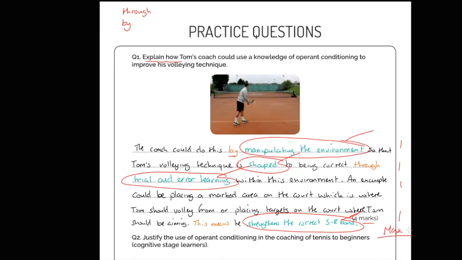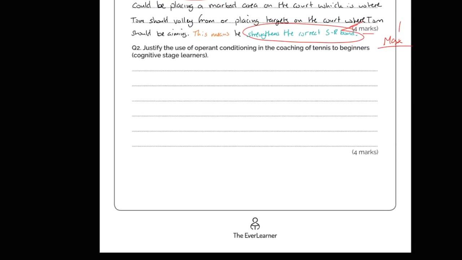So what have I done there? I've used my key language to explain how Tom's coach could do this, and I've given examples from the specific area that I've been asked to talk about. So again, I think that answer would actually be worth, if there was 6 available, I'd probably get 6. But in this case, I'm looking to pick up 4. I've got at least 4 key terms which are related to the content, and I've related those in a practical example which is relevant. Okay, justify.